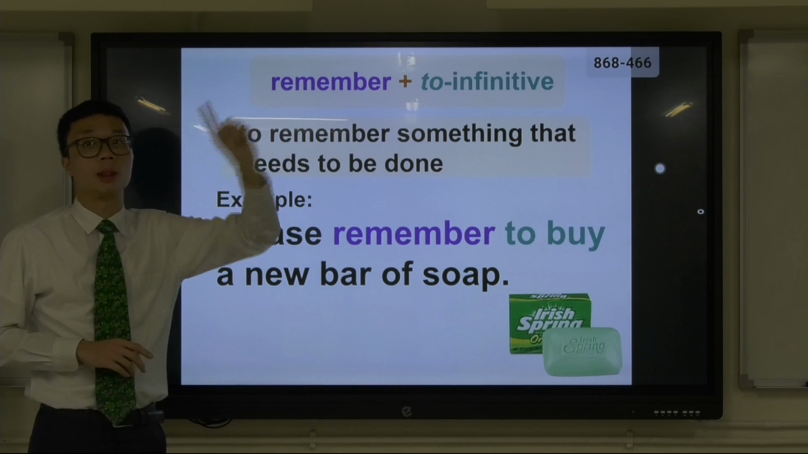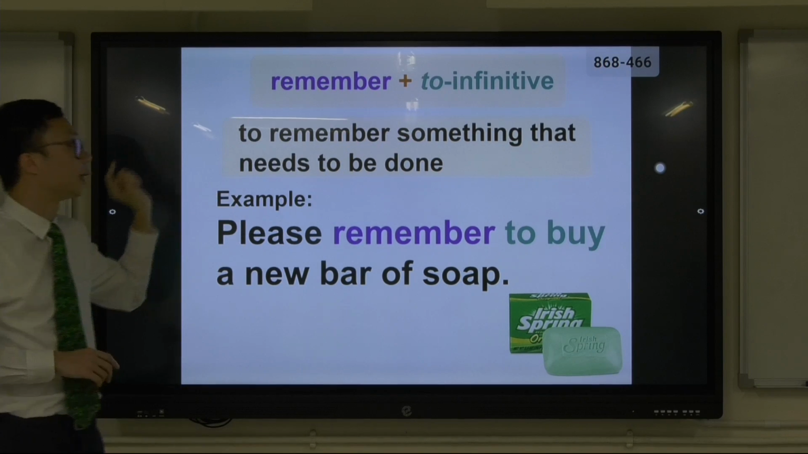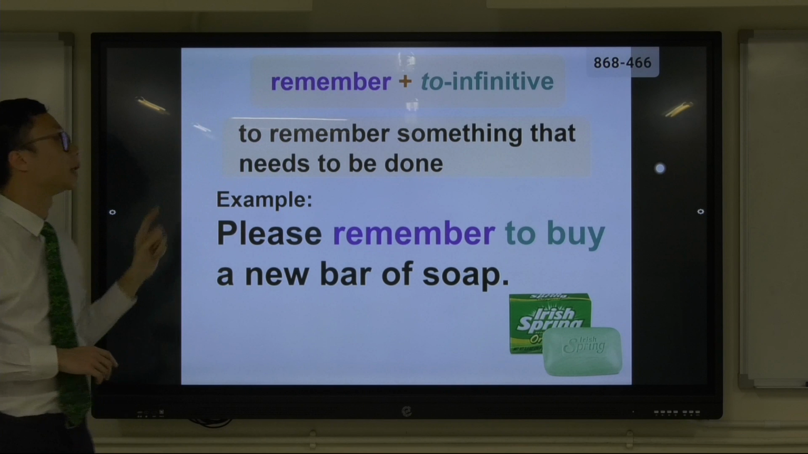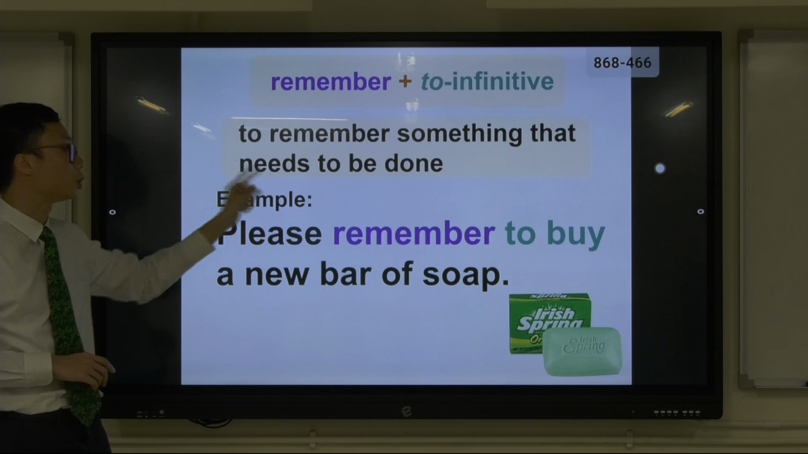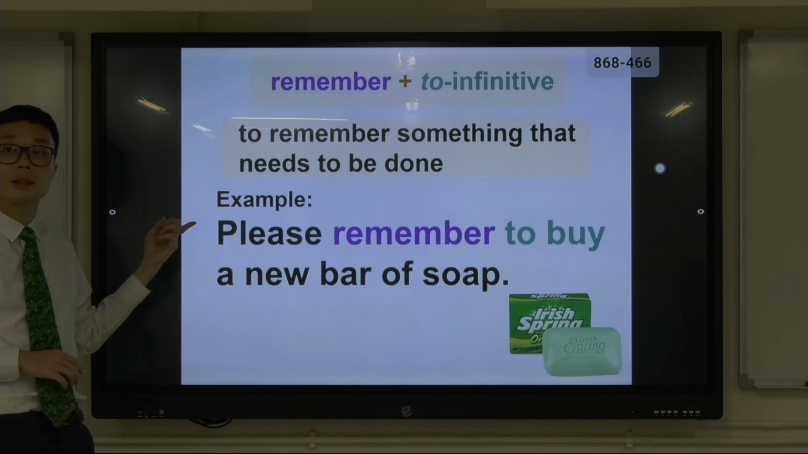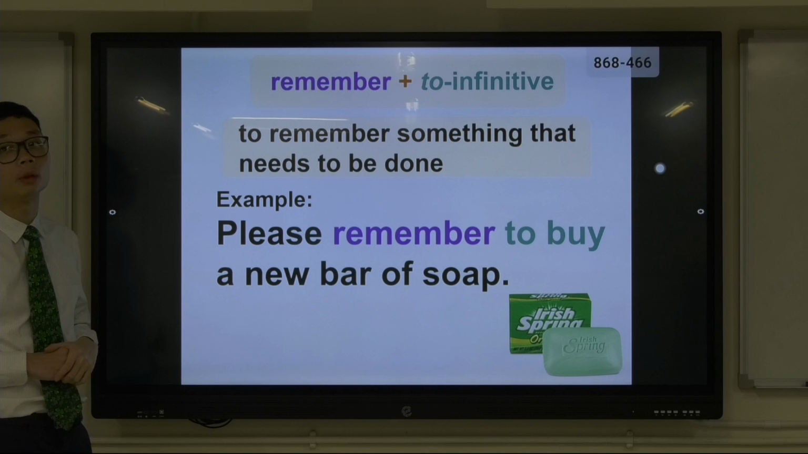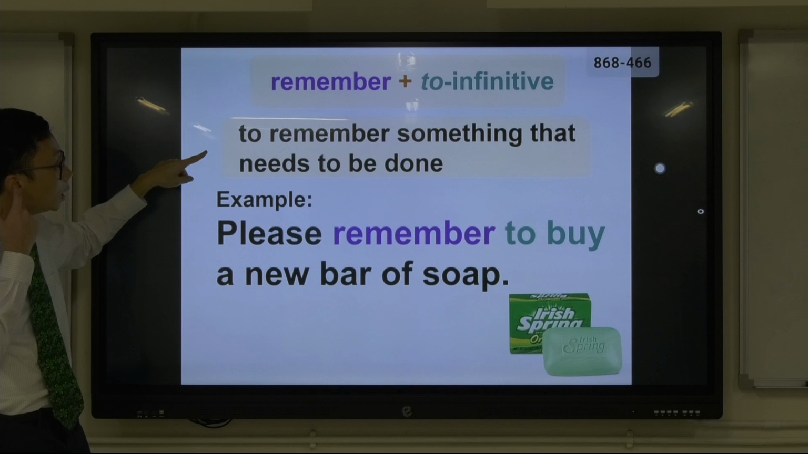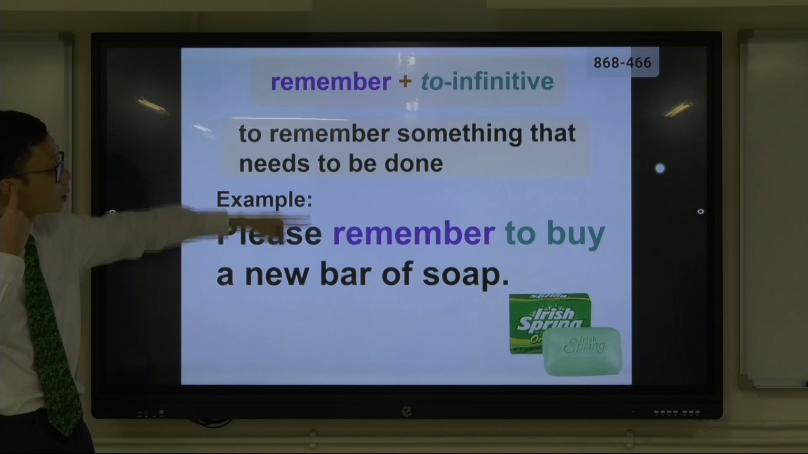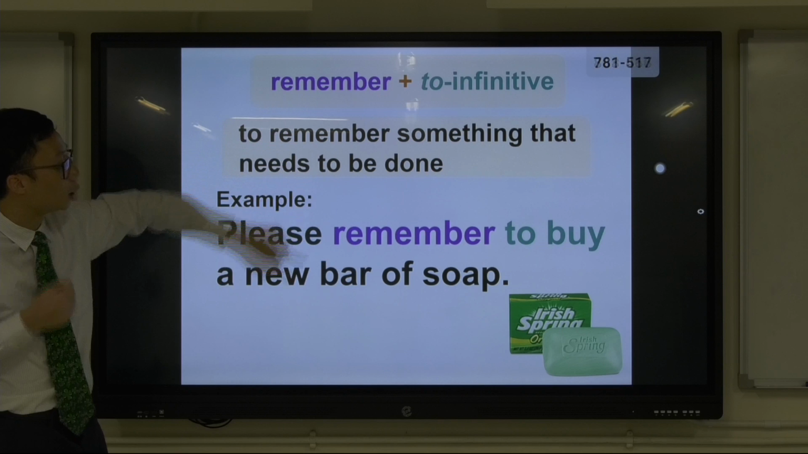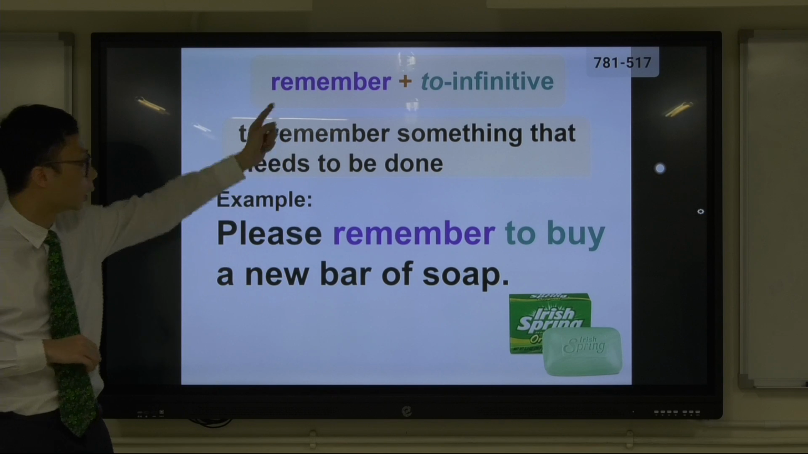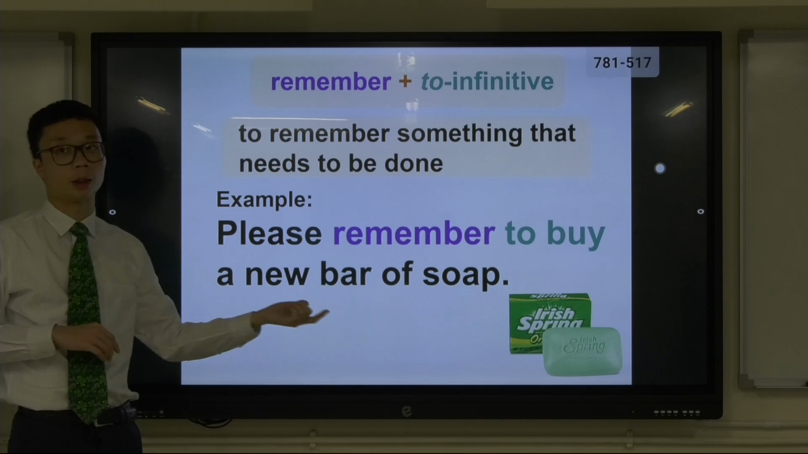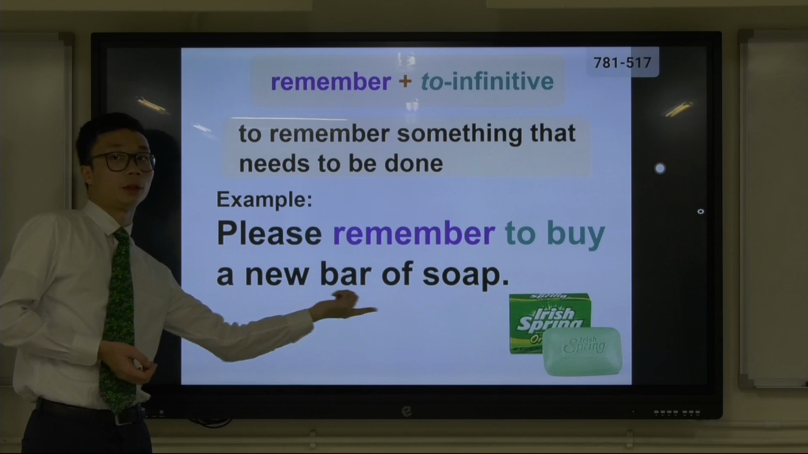Let's first look at remember. When we use remember with a to-infinitive, it means remember something that needs to be done. Here's an example: Please remember to buy a new bar of soap. That means something needs to be done, and the to-infinitive comes after remember. Now I'll show you the gerund and how different it is.